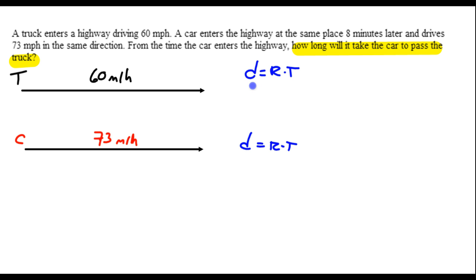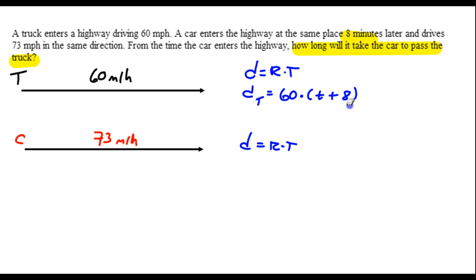Let's first write down the distance of the truck. That's a D with the subscript T. So the distance of the truck is its rate, 60 miles per hour, multiplied by its time. Check this out: given that the truck has an 8-minute head start, it gets to travel for 8 minutes, and then the car starts to travel. So because of that, the truck's time is actually going to be T plus 8.